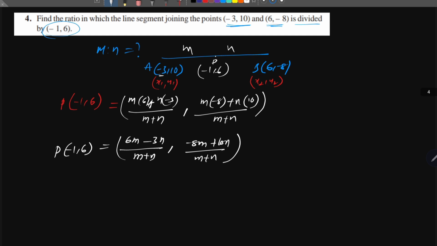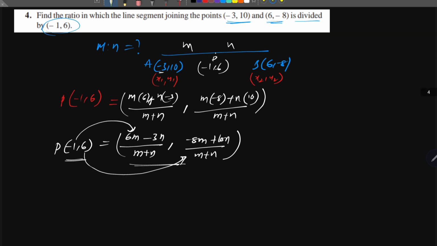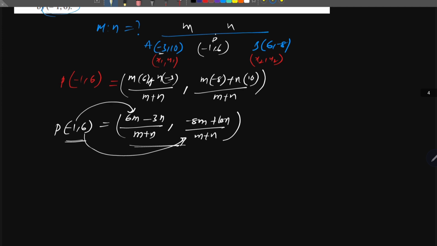Observe carefully, the ordered pair is equal to this ordered pair, so we can equate the x coordinate or the y coordinate separately. Anyhow, whichever one you solve, you will get the same answer.